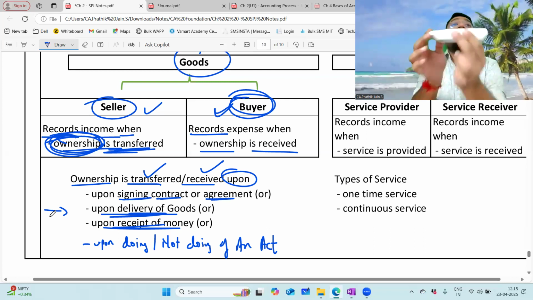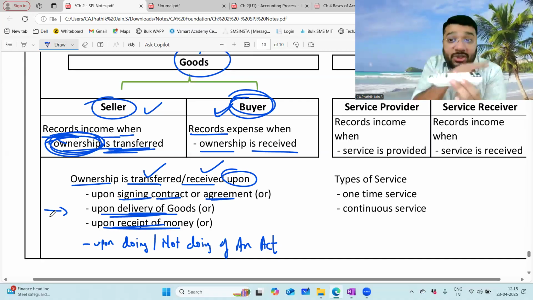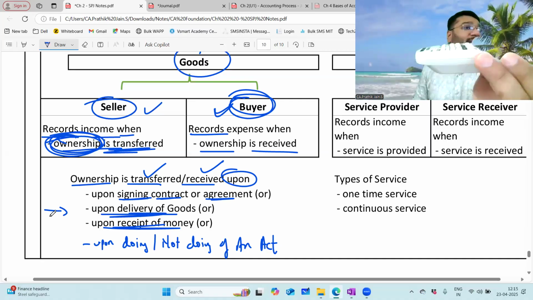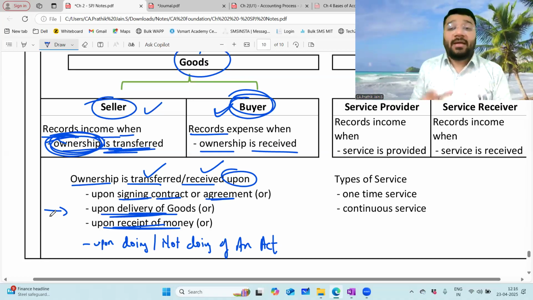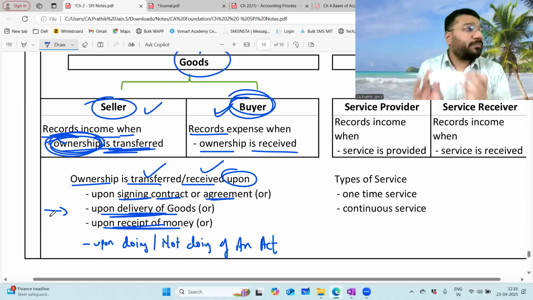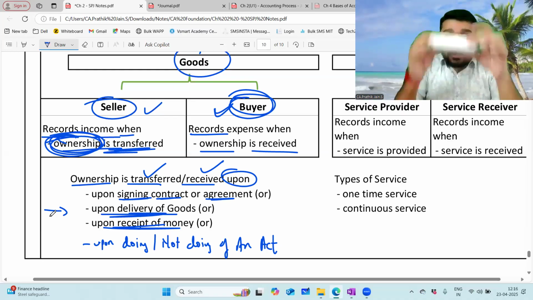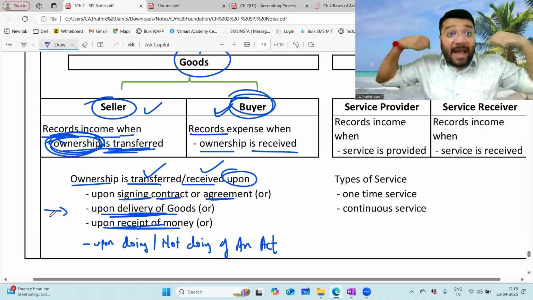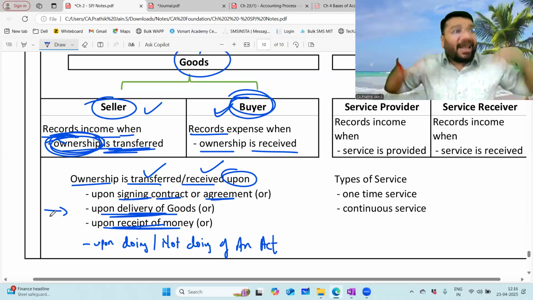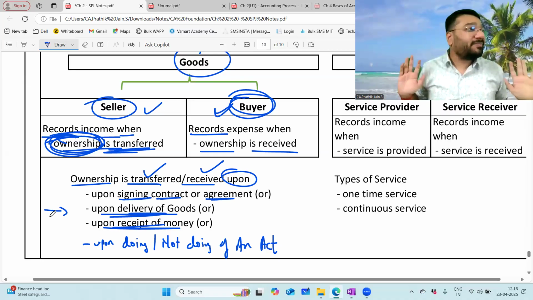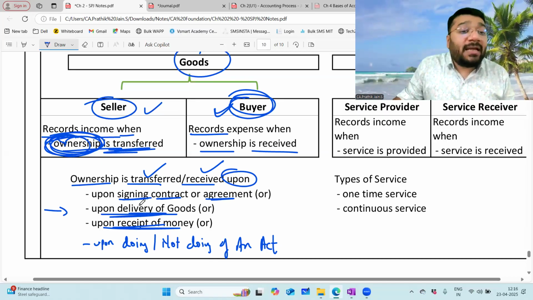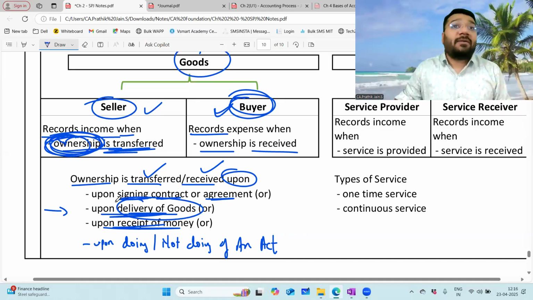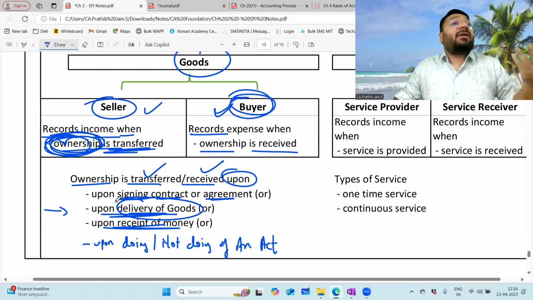So upon the delivery of the goods, the risk and the reward associated with this product has been transferred. That is when I say the ownership has been transferred. What is the meaning of risk and reward? If I give this product to you, there's a risk of damage. You can put it down, it will break. So if that responsibility is yours, then I say that the ownership is transferred. So in business, at times the ownership is transferred upon the delivery of the goods. This could be one of the criteria. I might take this as a criteria.